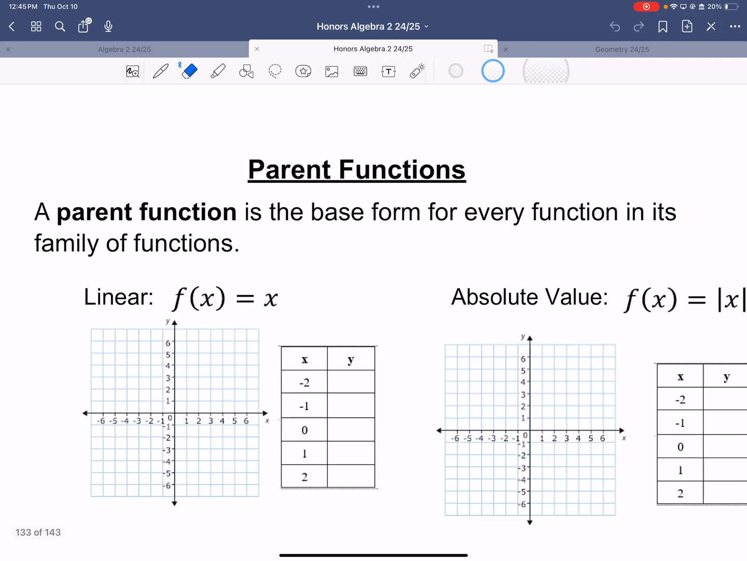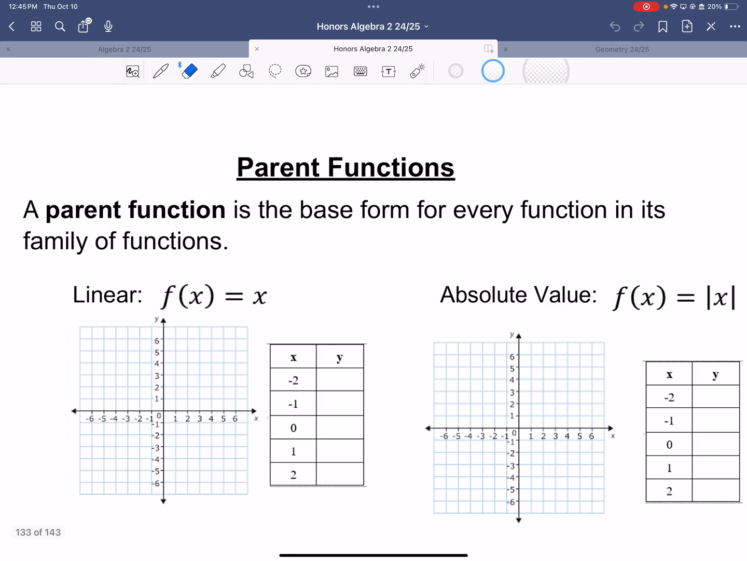Just looking at parent functions, what we want to be able to do today is identify what function is being shown to us. You're going to get, I think, 6 different parent functions, and you're going to be given an equation. You're going to be asked to identify it. Is it cubic? Is it linear? Is it absolute value? What is it? And then you're going to be asked to describe the translation of it, and then sketch the graph of it. So we've got 6 parent functions that we're going to talk about today.